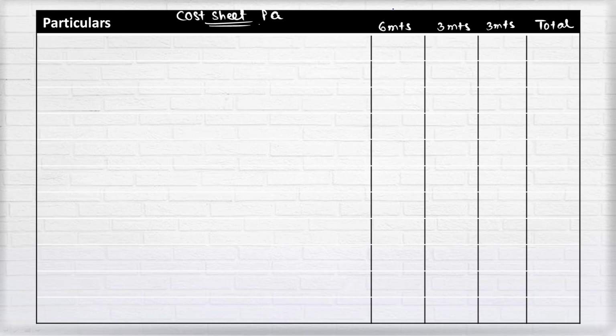So first 6 months you are selling 1,50,000 toys. Next 3 months you are selling 1,12,500 toys. Next 3 months again 1,50,000 toys.